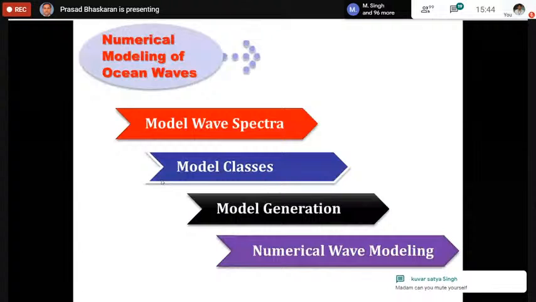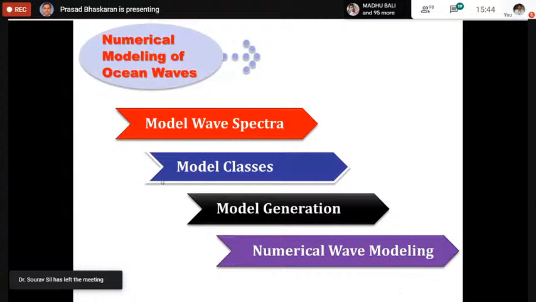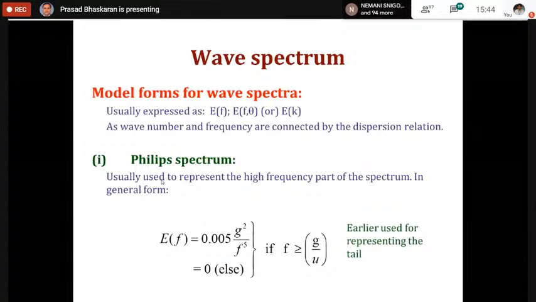So now I'm going to talk about the wave spectra. For the numerical modeling of ocean waves, I will first be covering the wave spectra, the model classes, generation, and the numerical wave modeling. As I was saying earlier, the development of the spectra started somewhere in the 1950s. In 1951, a very popular spectrum was developed, called the Phillips spectrum. This was the first spectrum that was developed and documented.